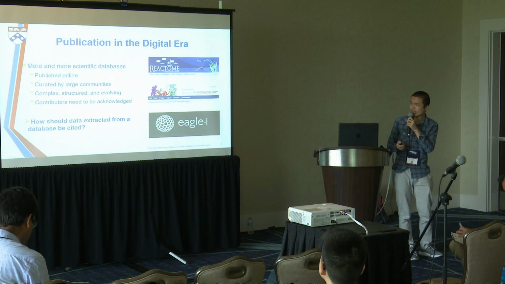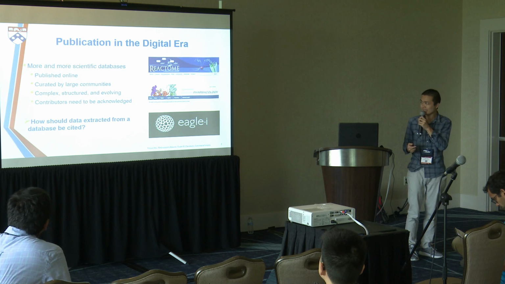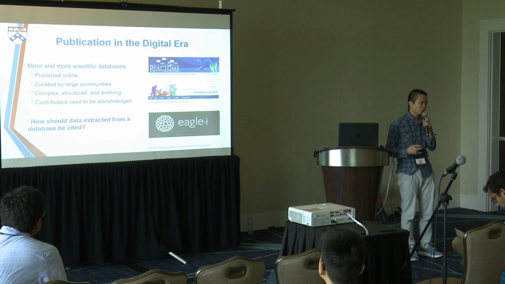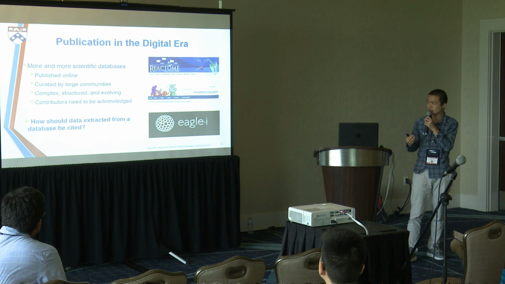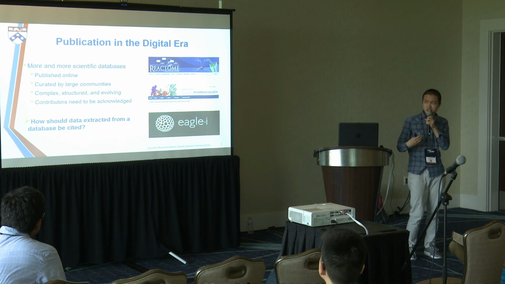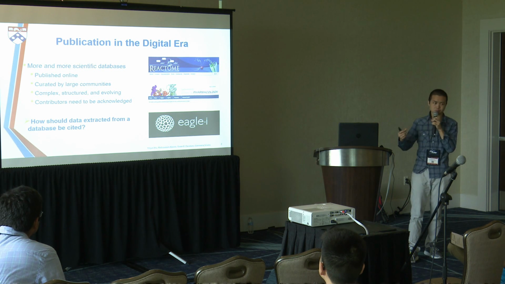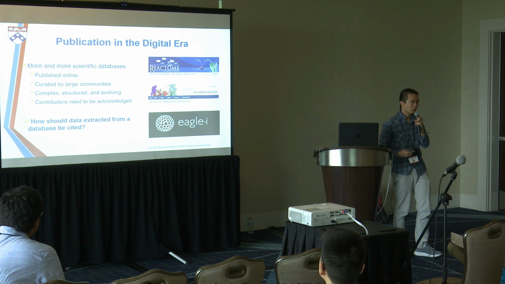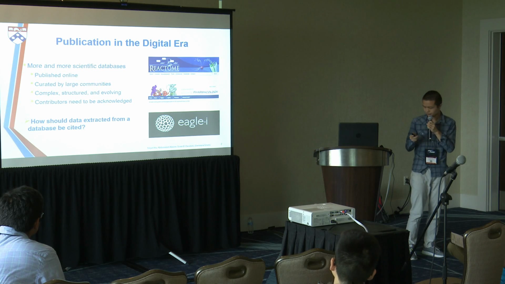Currently, in the biological and medical domain, more and more scientific databases have been published online, which are curated by large communities. Those databases, unlike traditional publications, are complex, structured, and fast-evolving. When the data in those databases are cited, we hope to give credit to the corresponding contributors by using some citations. Typical examples are Reactome, IUPHAR, and EagleEye. So here is a question: how should we generate proper citations for those data?